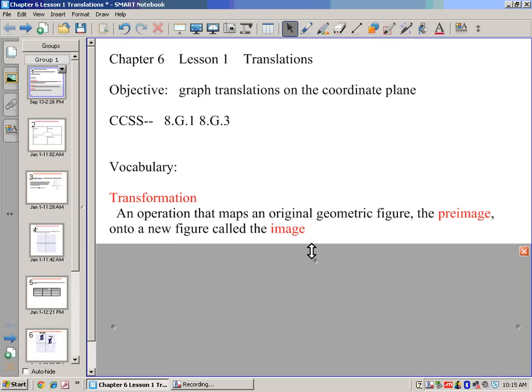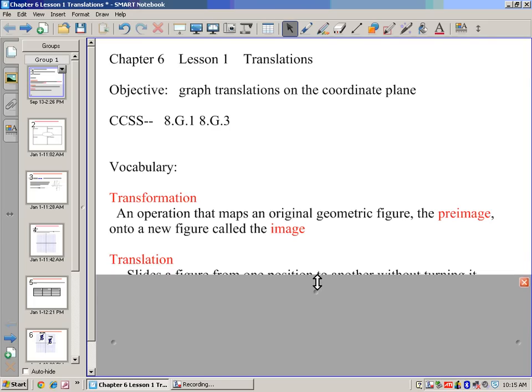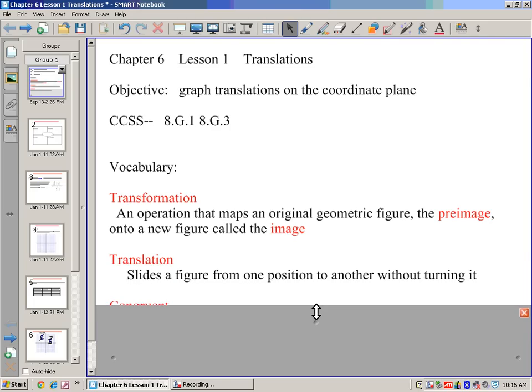Our first vocab word, transformation. An operation that maps an original geometric figure, we'll call it the pre-image, onto a new figure called the image. As you notice, the pre-image and image are in red, so those are also vocabulary words just to make you aware of for future reference.